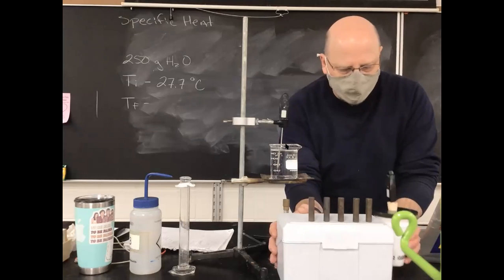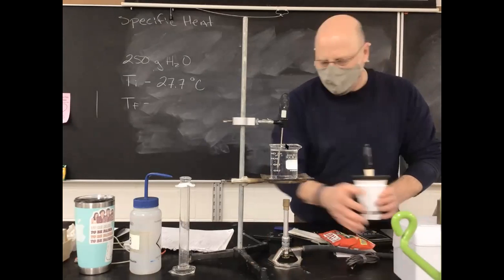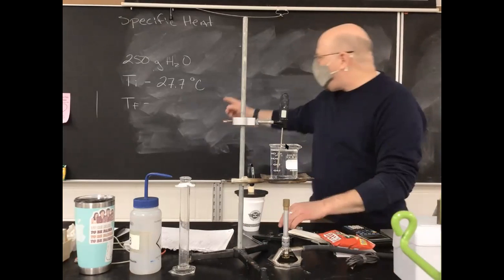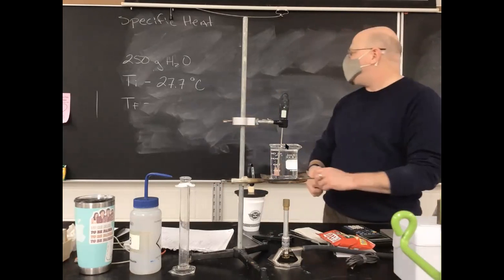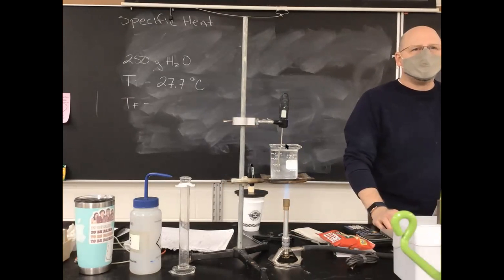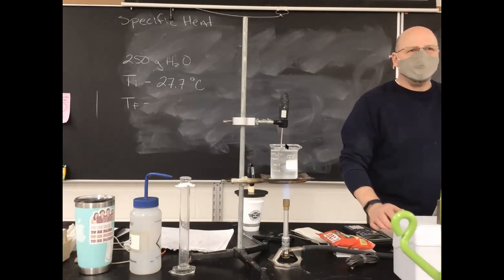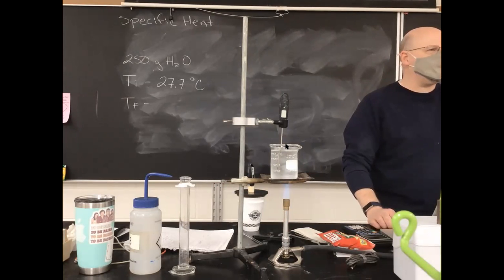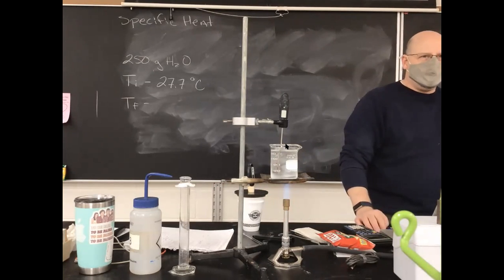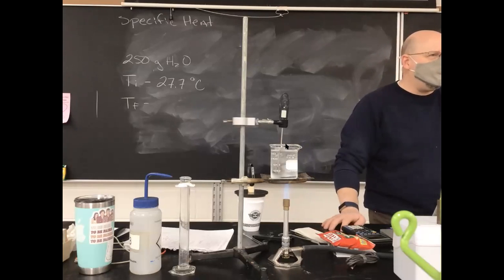It's a little close for the Bunsen burner, so I'm going to move it. So my starting temperature for this water is 27.7 degrees Celsius. What's happening to the temperature of the water right now? It's got to be increasing. Think about it. Would you put your hand over that Bunsen burner like that for very long? No. I mean, you could do that. You're not going to do it for very long, right?